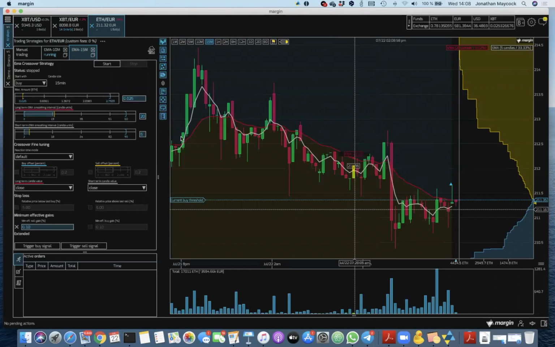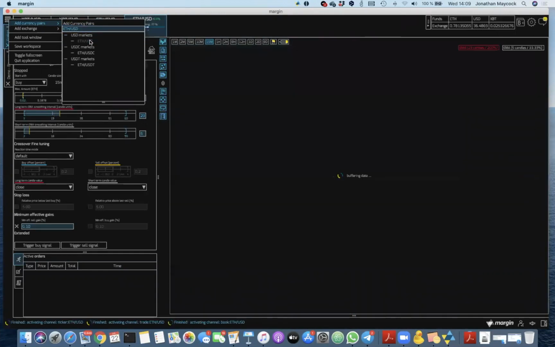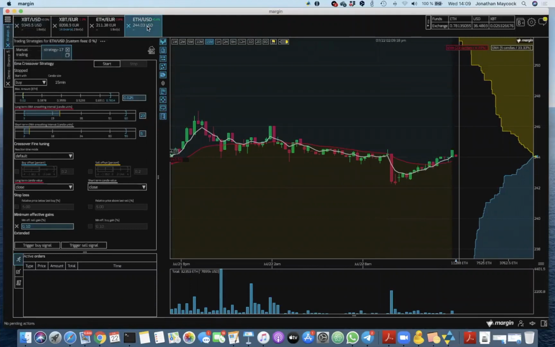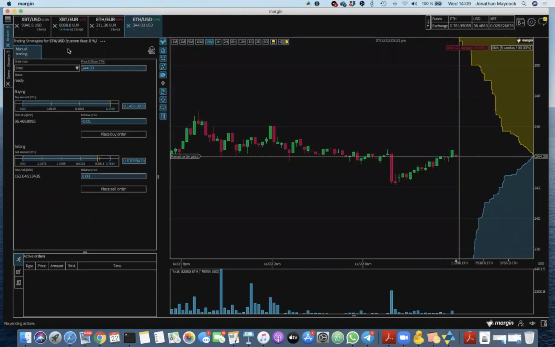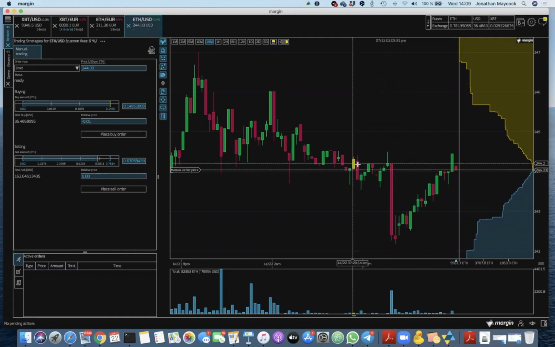Okay, let me load another pair here because I already had a bot running here. So let me load a fresh pair. Actually, I will just load this USD pair. Okay, and I had some bot running there, but I'll close it off. So yeah, let me load in an EMA bot.